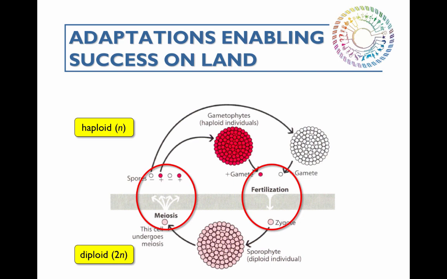So let's have a quick look at some of the adaptations to enable those two stages in the life cycle to be completed without drying out. Let's first of all look at the formation of the gametes and the fusion of the gametes to form the zygote.